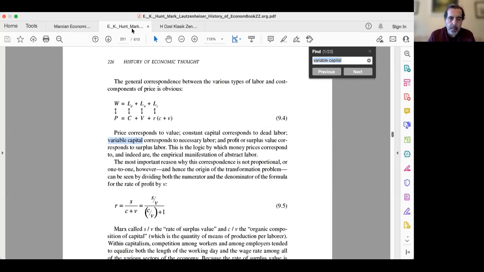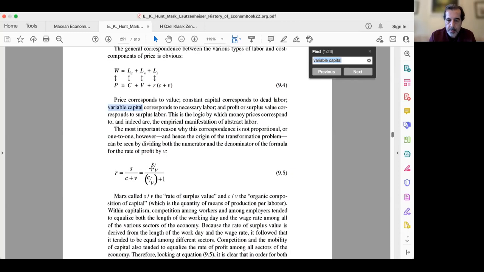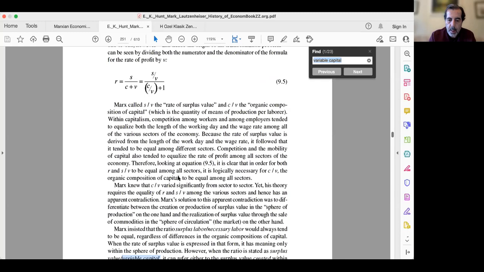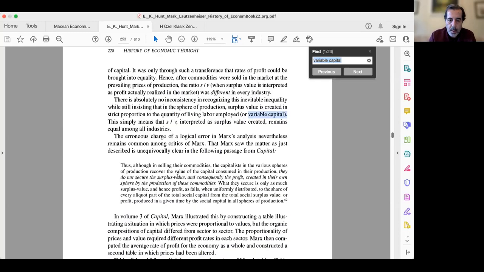Okay, this is from E.K. Hunt's book, E.K. Hunt and his co-writer, Mark Lautzenheiser, I guess, History of Economic Thought, and this is the same I have written. Total value is equal to dead labor and living labor and surplus labor. They use this notation. Here I used LL, but this is LN, and S refers to surplus. So surplus labor is equal to the surplus value, basically. And this is the profit rate again, basically, and you can read it here.